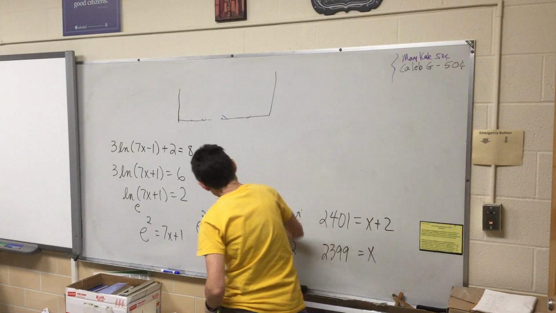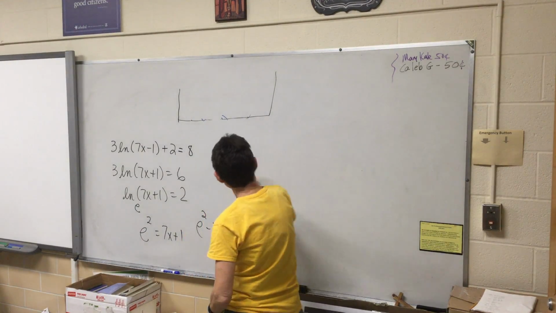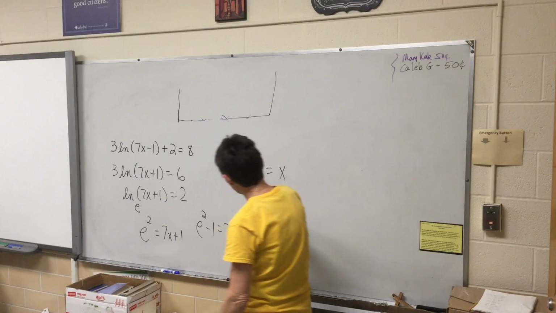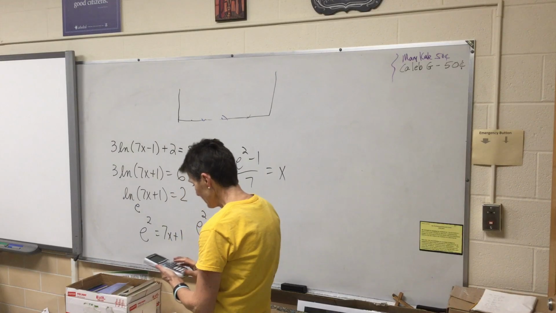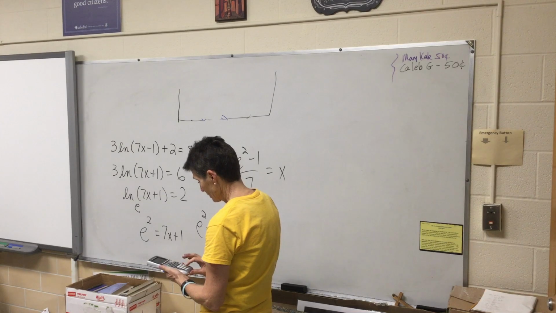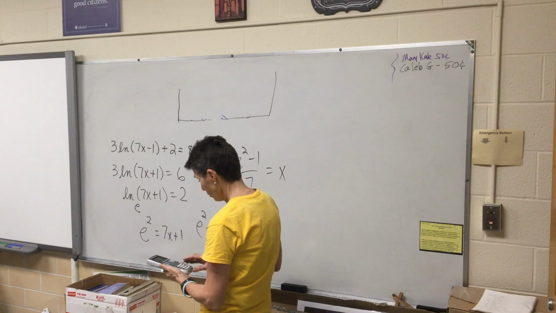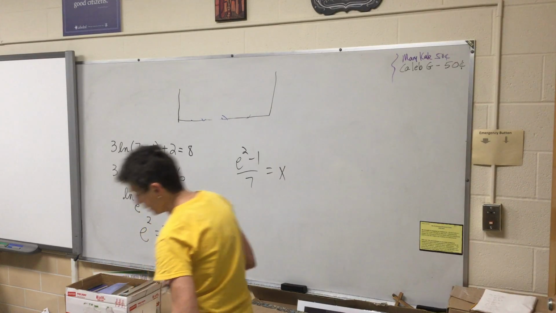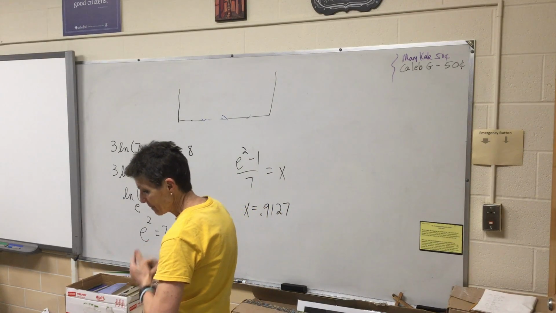Yep. And then if it's not a calculator problem, then I will just leave it like that. I mean, that's what it is. It's e squared minus 1 divided by 7. If it is a calculator problem, then I can type it in. And remember, to get e squared, I do second ln 2 minus 1 equals divided by 7. So when you practice this on your own, you should get 0.9127.